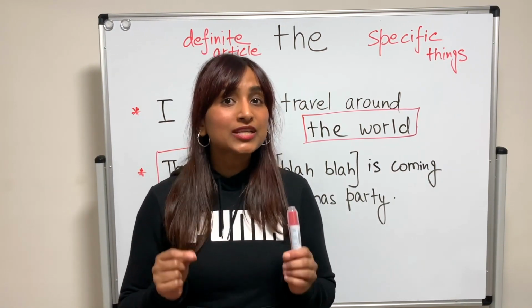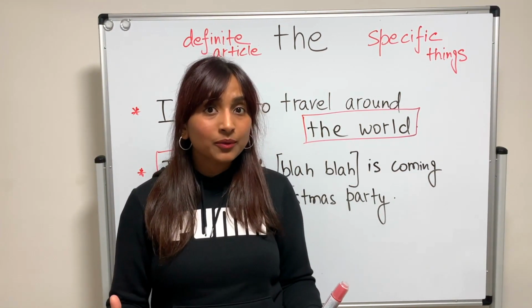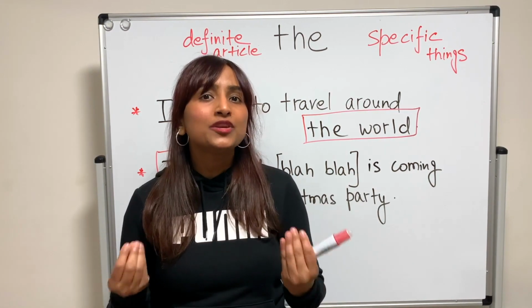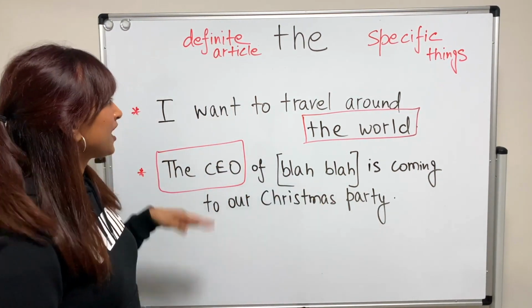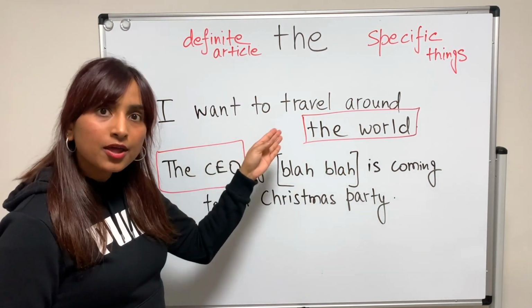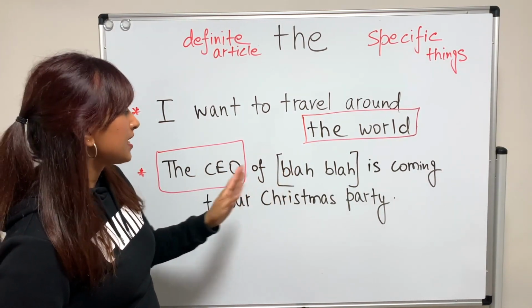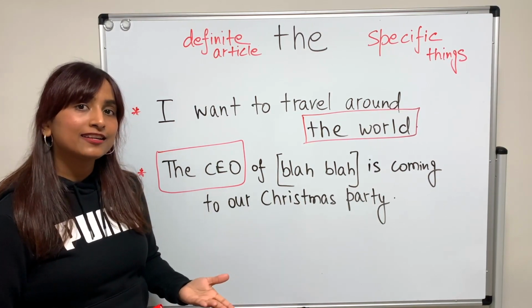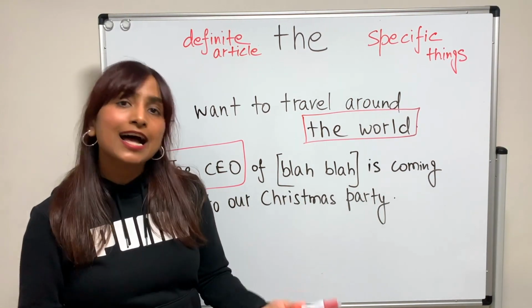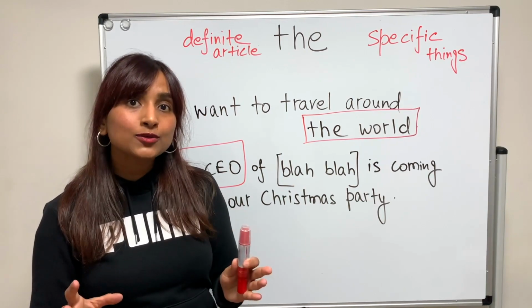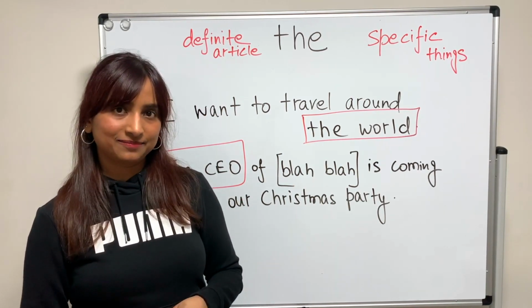Next, we use the to talk about people or objects that are unique. For example, I want to travel around the world. The CEO of blah blah company is coming to our Christmas party. The moon, the sun. So remember, you're using it for unique things.